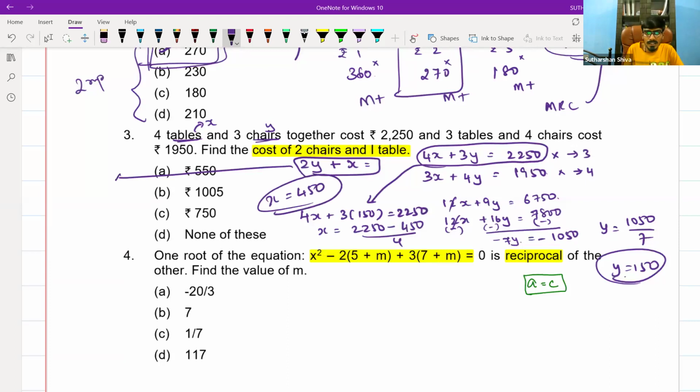So they are asking 2y plus x. So 2 into 150 obviously will become 300, plus 450. So totally it is equal to 750. Answer is option C.